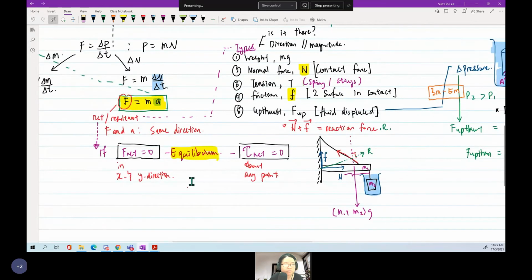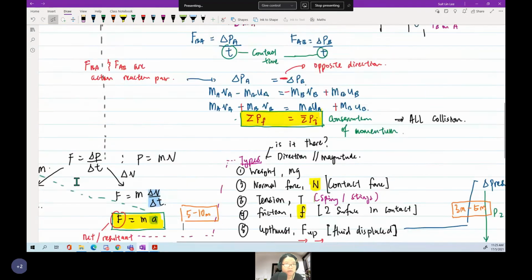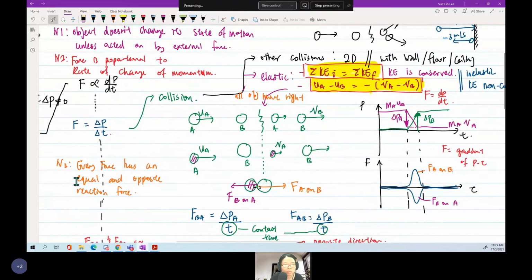This part here, equilibrium and types of forces, I will expect another, I guess, 5 to 10 marks here. I'm just ballparking, okay, if I set questions. Combination of P1 and P2. When it comes to collision, all types are 2D, wall, floor, container, whatever, change in momentum. This one here is another 5 to 10 marks.